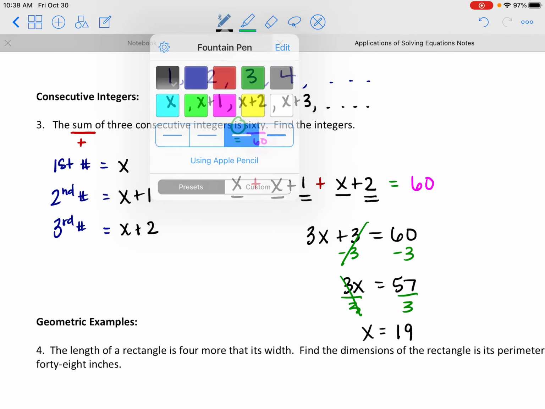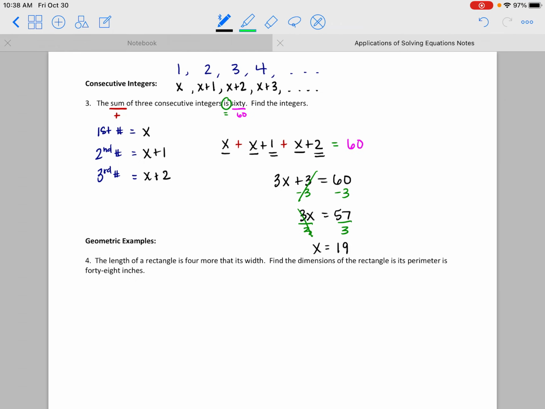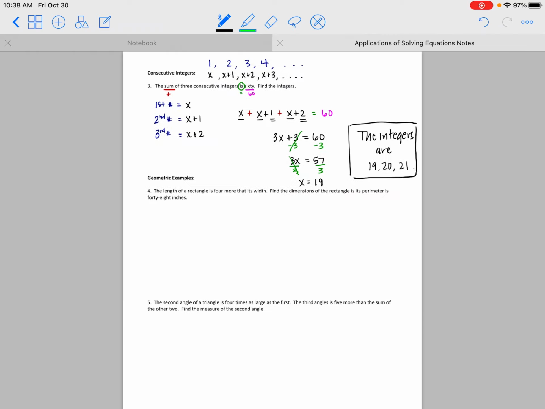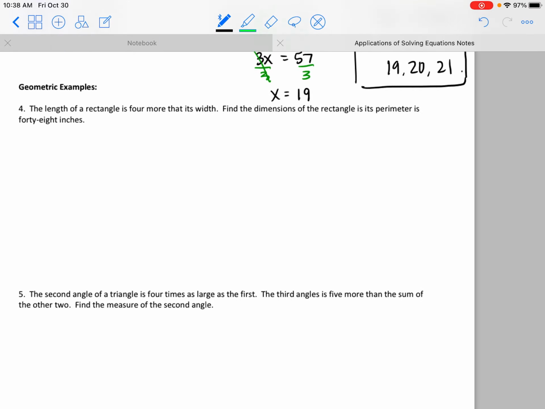So the numbers are 19, 20, and 21. Okay, and they're integers, they're not fractions, so this works out. The integers are 19, 20, 21. And you could easily check that. If you add those 3 together, you are in fact going to get a sum of 60. Okay? So again, hopefully manageable.